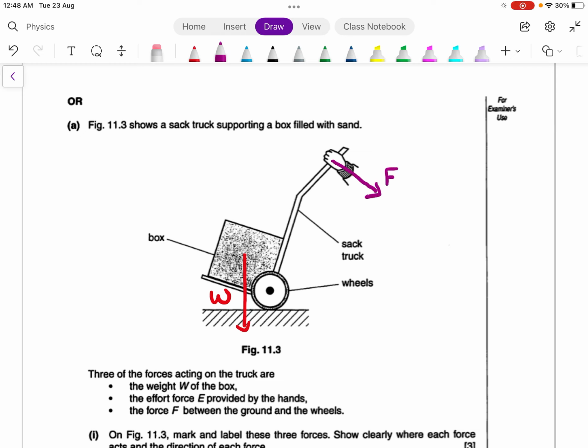So this is E. Then the last one is the force between the ground and the wheel. So this is actually your normal contact force. So this is N. Sorry, should be F, because they say that this is F, so I must label it as F. So just make sure that the normal contact force is perpendicular to the surface of the system.